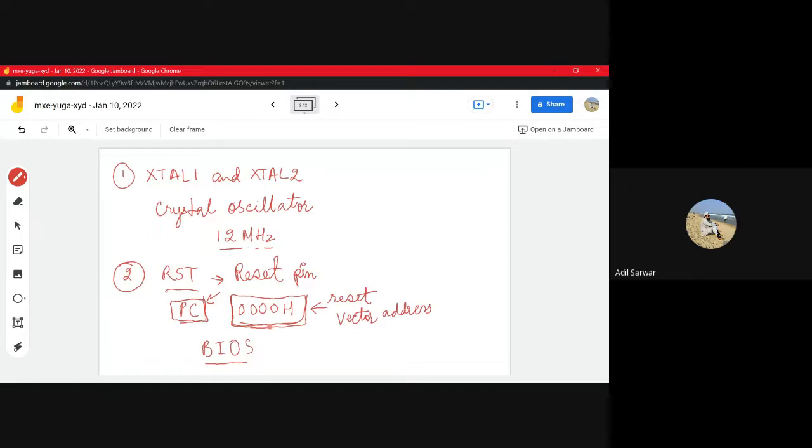Okay, so the reset button executes the BIOS program. It is also called the booting program or sometimes the monitor program.